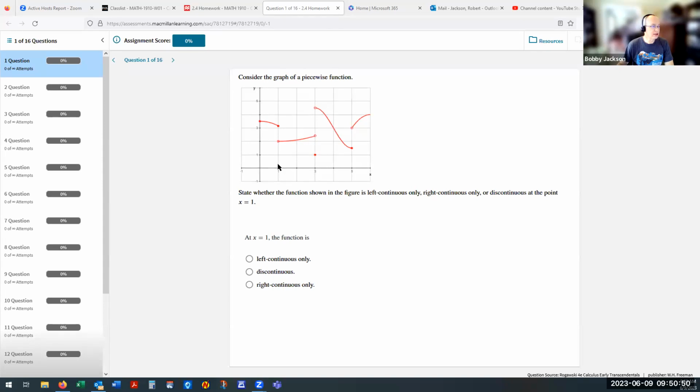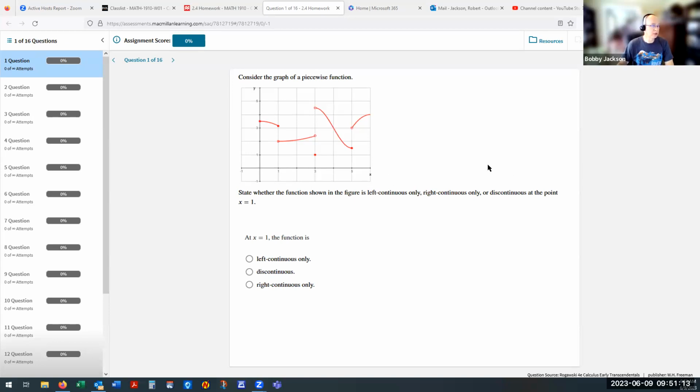Obviously, it's not continuous at 1 because we see a clear break in the graph, right? The limit doesn't exist. The limit from the right appears to be 2. The limit from the left appears to be something greater than 3. Since those one-sided limits are not equal, it's clearly not continuous. It's discontinuous. But is it right continuous or left continuous?